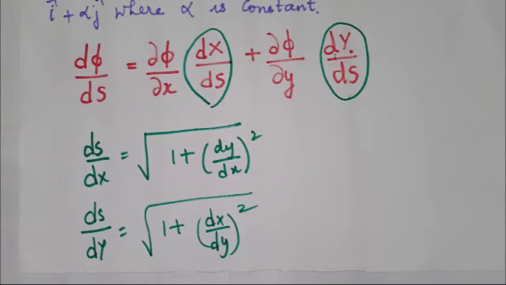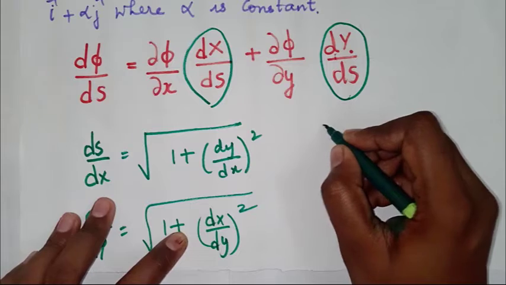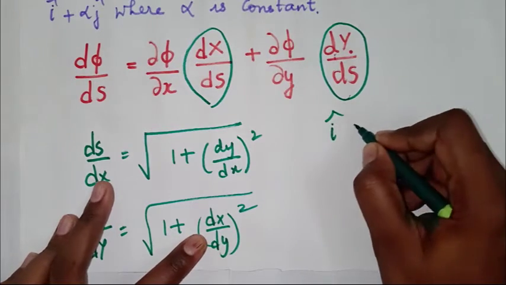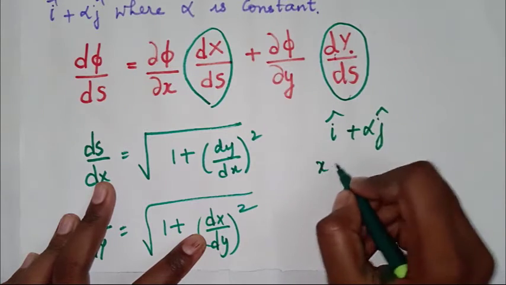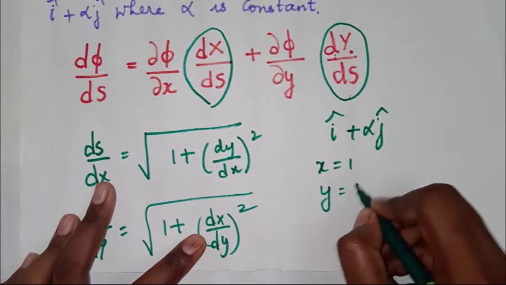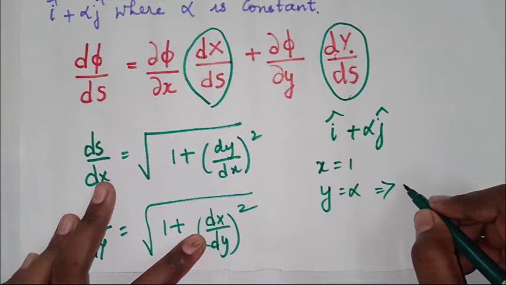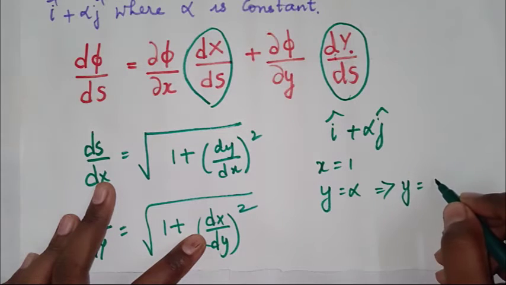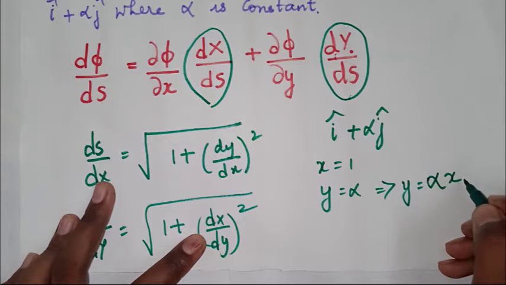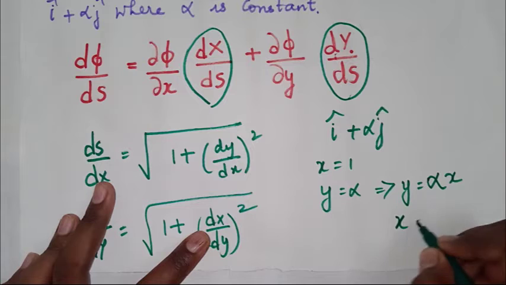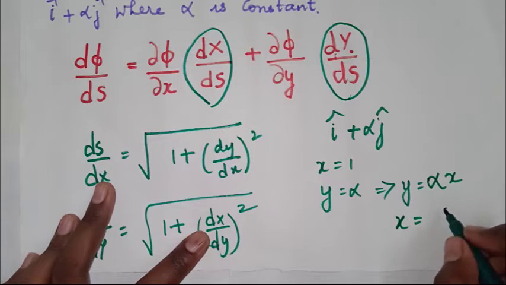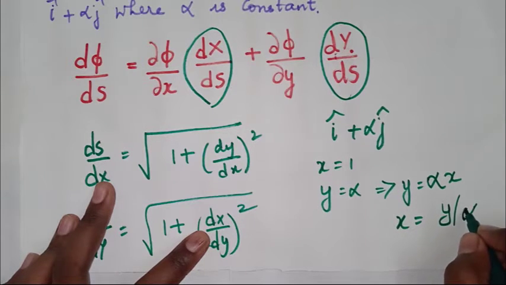For that, what do we need to know? We need to know the x term and the y term. So what is the given directional term? I vector plus alpha j. So what is the next term? 1. What is the y term? Alpha. So you can represent y in terms of x. So y is equal to alpha times of x. Alpha times of x or x times of alpha, you can write it very simply. From this you can derive what is x. x is equal to y divided by alpha.